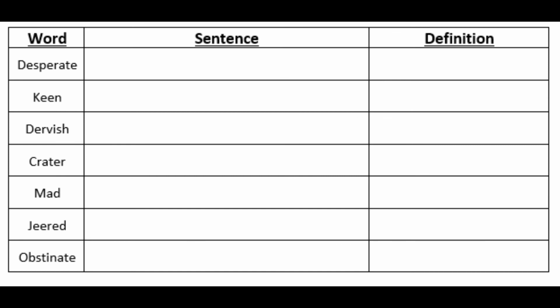For example, the 5th word down, mad. When you think mad and when I think mad, the first thing I think is angry. But in this case, that is not what mad means. So you're going to have to look for a different definition of mad.